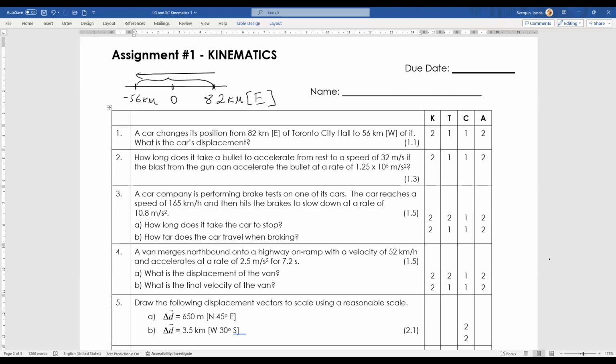And what is this displacement? 82 plus 56. Tell me how far we are moving. Use the calculator. You add those numbers together, right? 138. So 138 kilometers, and the direction to the left is west. From initial to final position, that is the length of the vector.